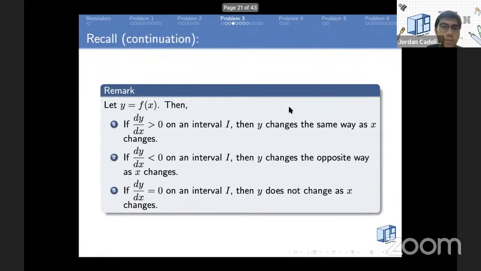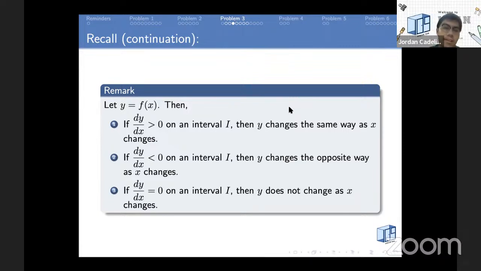So next, andito na naman tayo sa mga remarks tungkol sa derivatives. So let y equals f of x. Then may tatlo tayong conditions. If yung change is greater than 0 on an interval I, that means y changes the same way as x changes. Ang ibig ko sabihin dito sa same way is that if x increases, y must also increase. Tapos if x decreases, then y must also decrease.